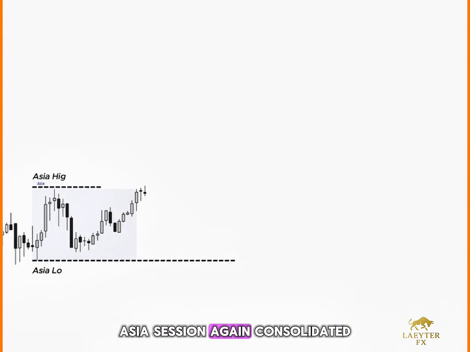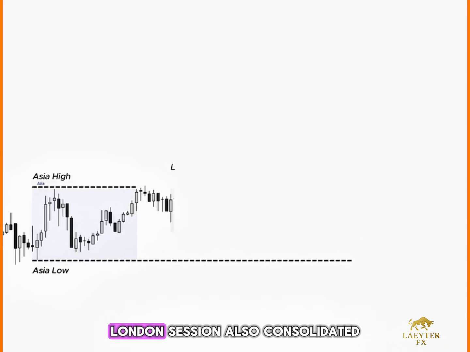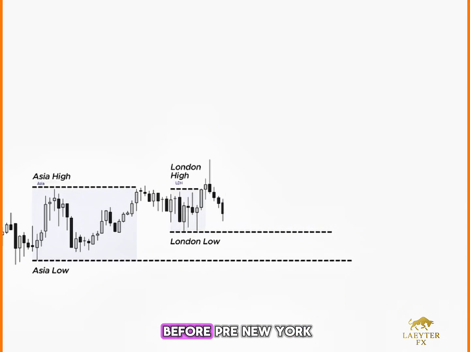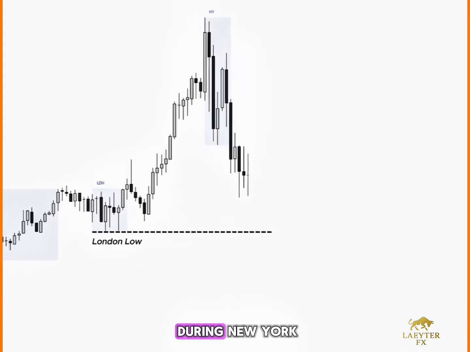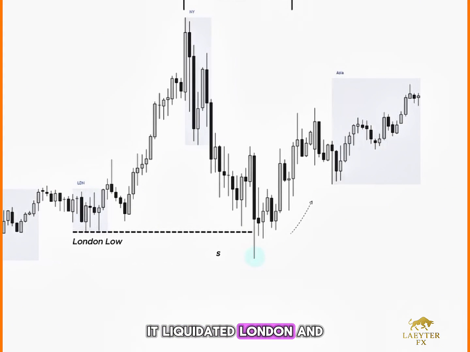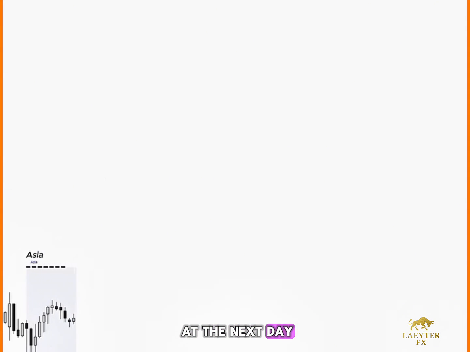Asia session, again, consolidated. London session also consolidated before pre-New York continuing to the upside, but London session did not liquidate anything in Asia. So what did price come back and do during New York? It liquidated London and then continued to the upside. Let's have a look at the next day.